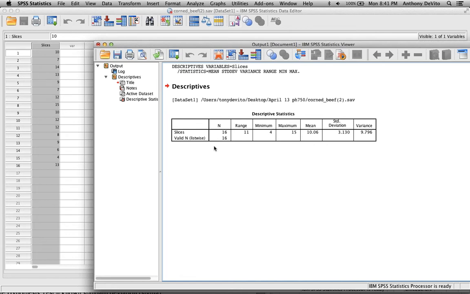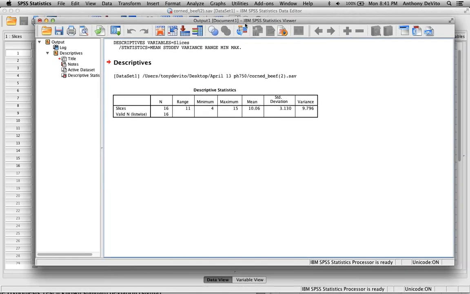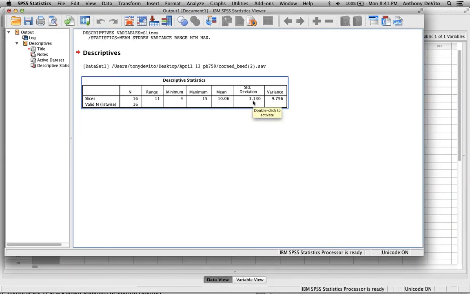It's not every store, every place you can buy corned beef in New York. So can I reject the null hypothesis that the two of them are equal, and that indeed New York gives you a different amount than California does? Well, in order to do that, we have to do our t-test, right? Now, as it happens, I don't know what the standard deviation is in New York. Standard deviation is 3.1 for the number of slices. And our sample size is 16.